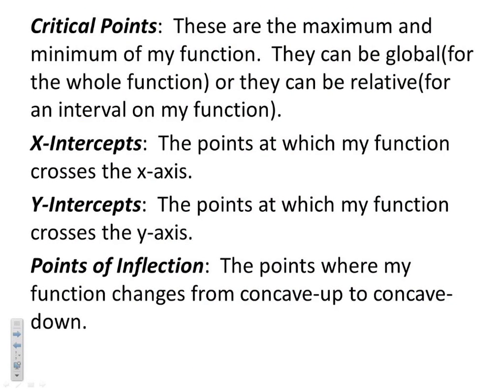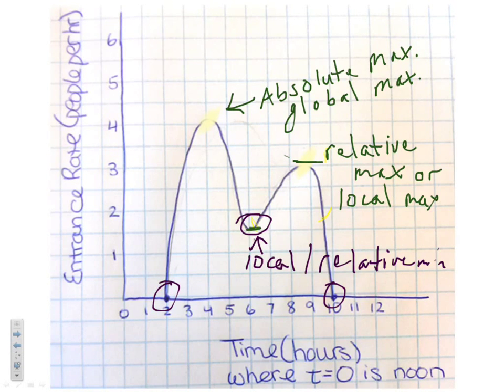Let's look. We have our x-intercept, our y-intercept, and points of inflection, right? So do I have our x-intercepts? Yes, I do. I've already circled those. Does this line cross the y-axis? No. So there's no y-intercepts.